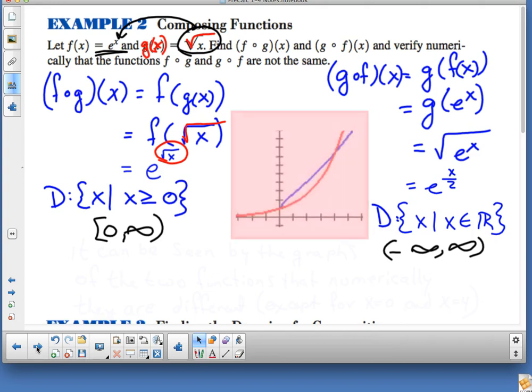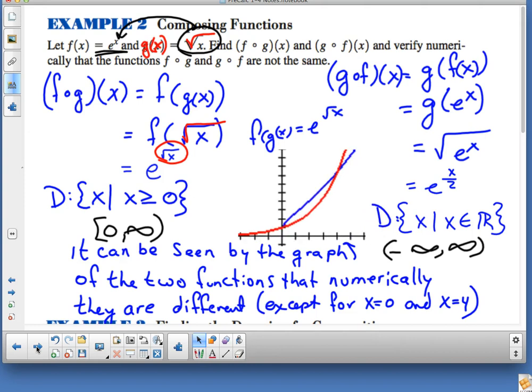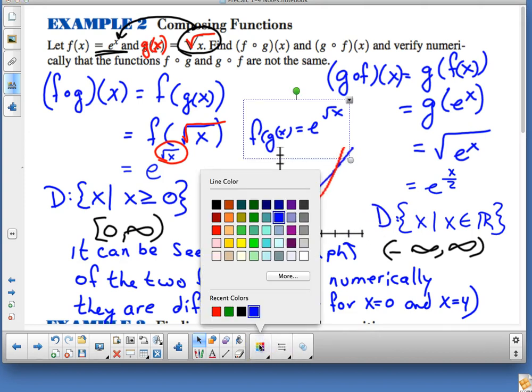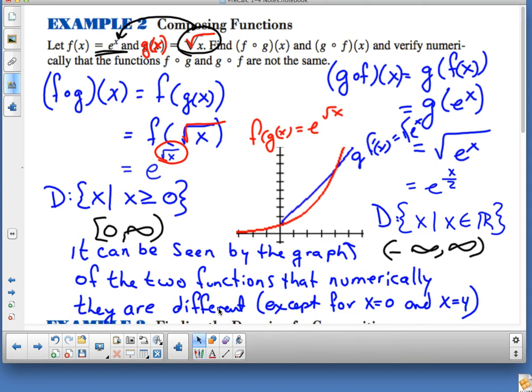Now, with the composition, I want to talk about the two functions I've got. I had f of g of x up here, and that was equal to e to the square root of x. And actually, that should have been red. Let's make that red. And then this other one was g of f of x, equal to the square root of e to the x. So these two functions are different.